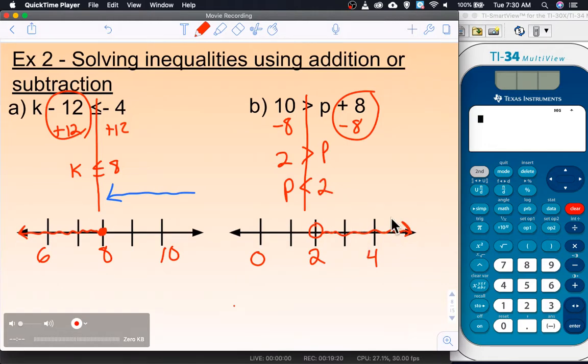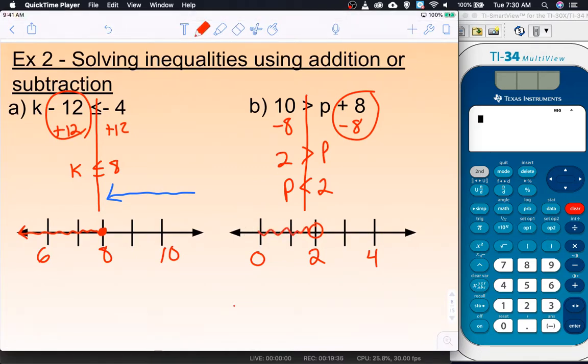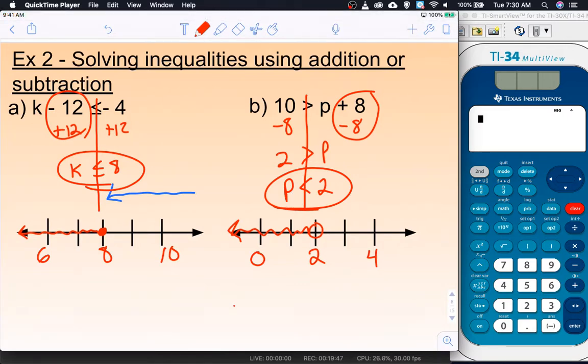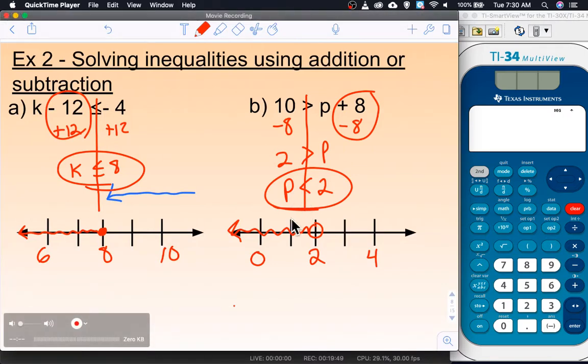And now we can see that our shade is wrong. Our shade is facing the wrong way because now p is less than 2. We want the numbers that are less than 2, to the left of 2, not greater than. Okay, so when you're solving your inequality and you're going to graph, we always want our variable on the left-hand side. That is the side that's most familiar to us, and that's the side that's going to make our graphing the easiest.